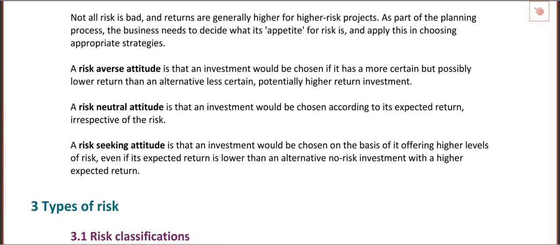So a risk averse attitude would be where we would take a more certain outcome over a potentially higher but less certain investment. So for example, if project A has a 90% chance of giving me a $100,000 profit, and project B has a 1% chance of giving me a $10 million profit, I would go with project A because it's giving me a more certain outcome, even if it's much lower in dollar terms.